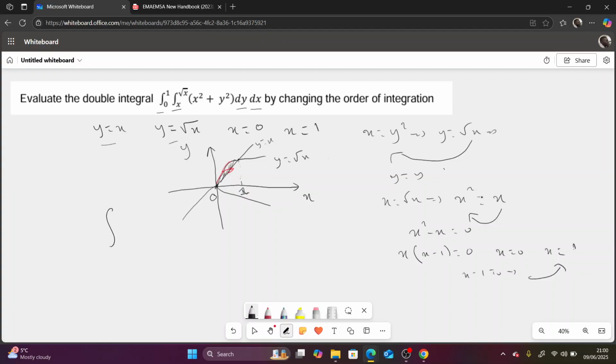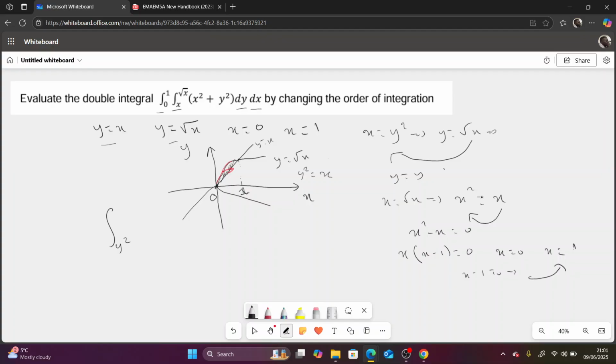Now, what is happening here? Because we are going dy, the x dy, x should be the subject of the formula. So how can I make x the subject of the formula? Simply by squaring both sides. So if I square this side, I will have y squared to be equal to what? X. That's why my lower limit here would be y squared.